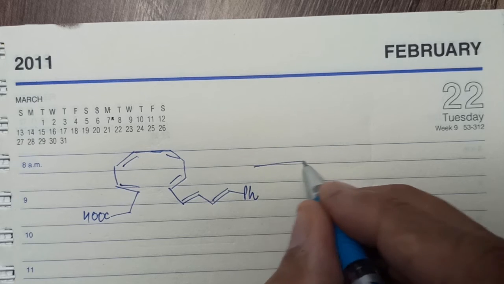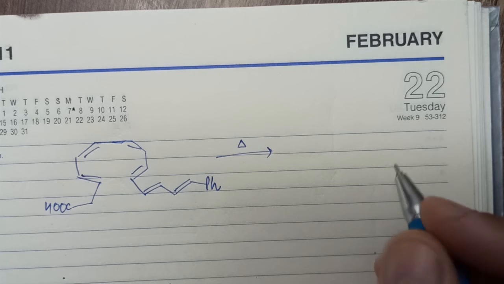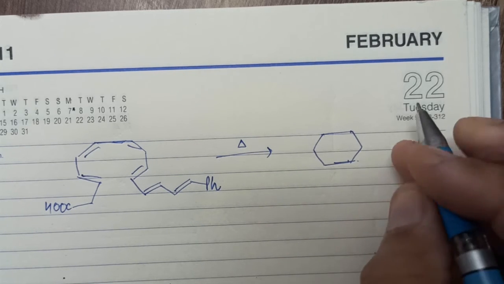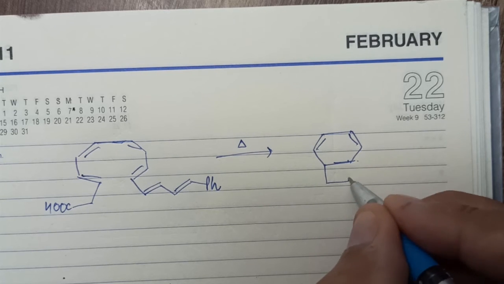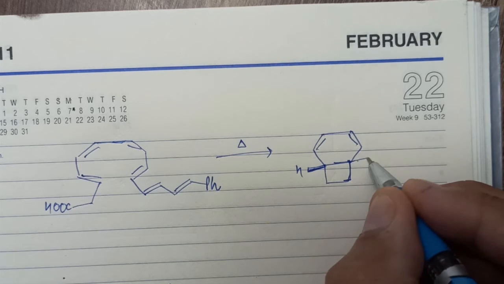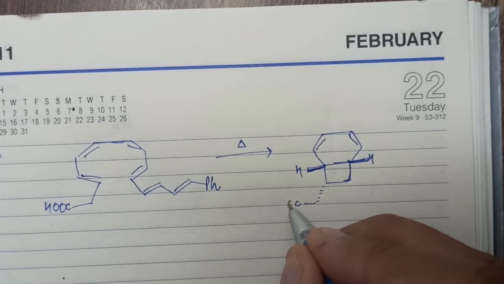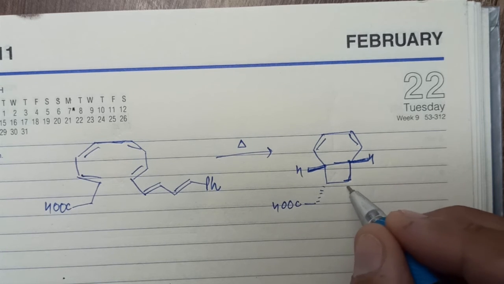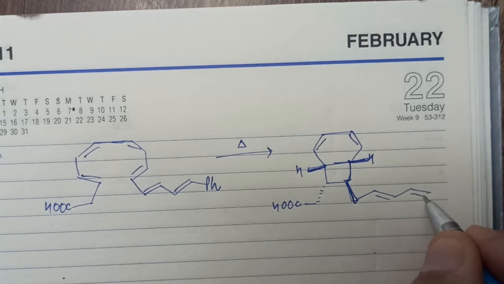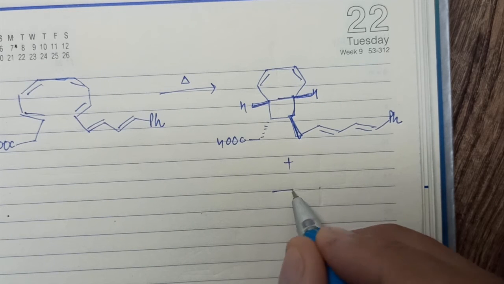This went on under thermal conditions. Forget about the reaction conditions because we will be dealing with this in the later part of the chapter. This electrocyclized and formed this product, this one. Hydrogen here, hydrogen here. Acid functionality. This is above the plane. Above the plane. And this product.